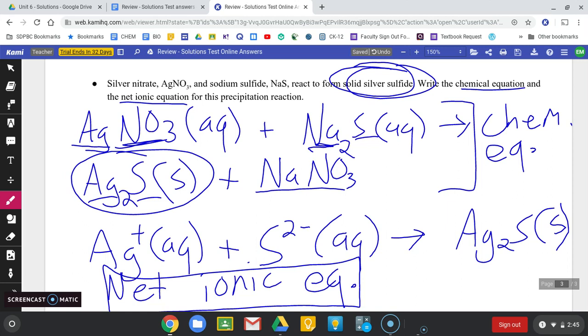And that's all you have to be able to do for the test. Now, net ionic equations get more complicated, as you might have saw if you looked at the presentation, but we're keeping it very simple. You don't have to be able to break down each ion. You just have to be able to say, okay, what's a net ionic equation? Recognize one when you see it. What's a chemical equation? And recognize one when you see it.